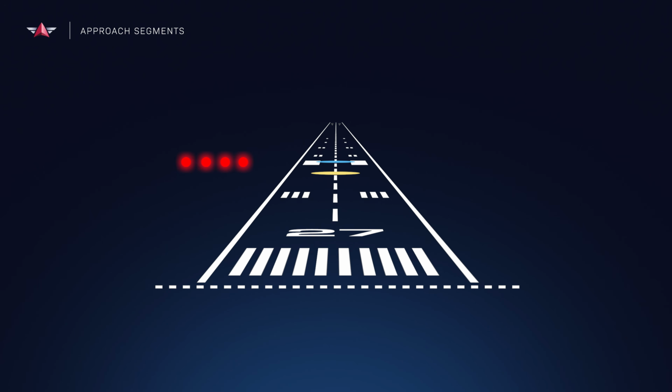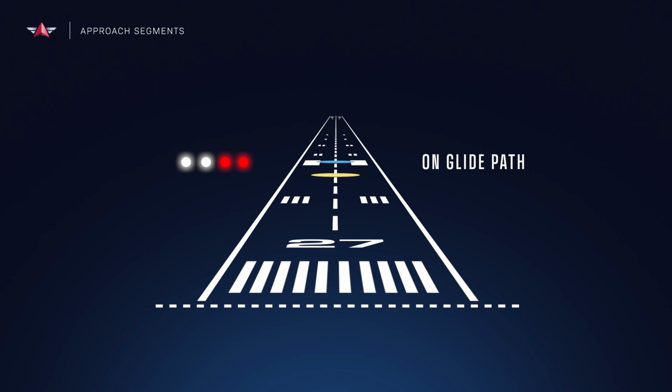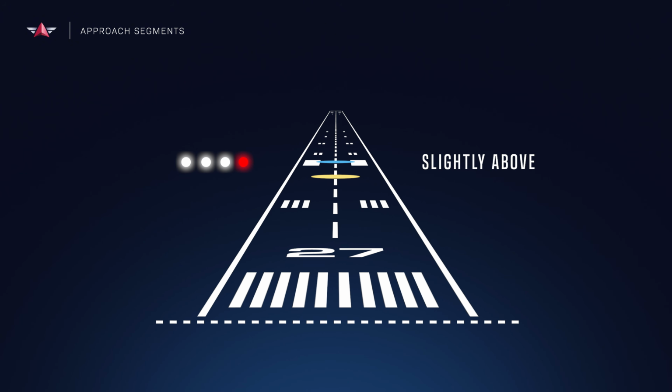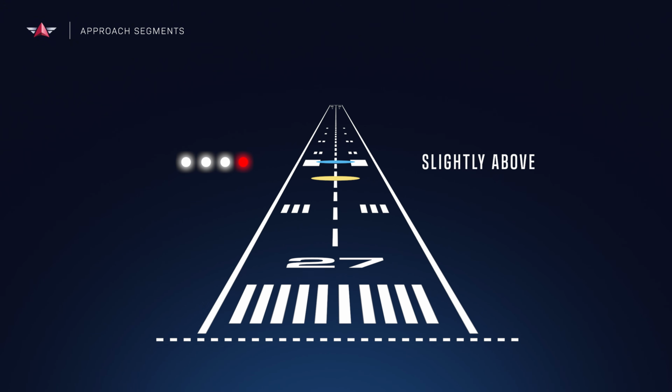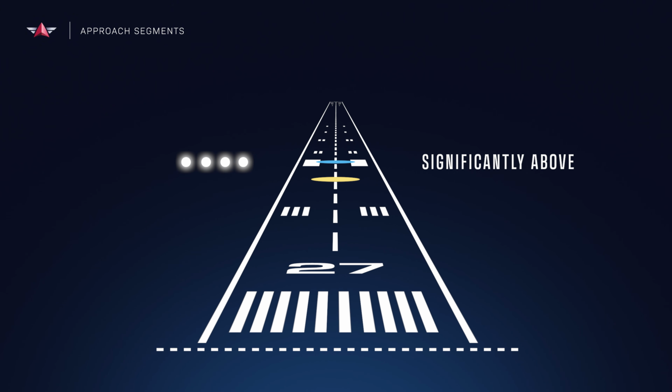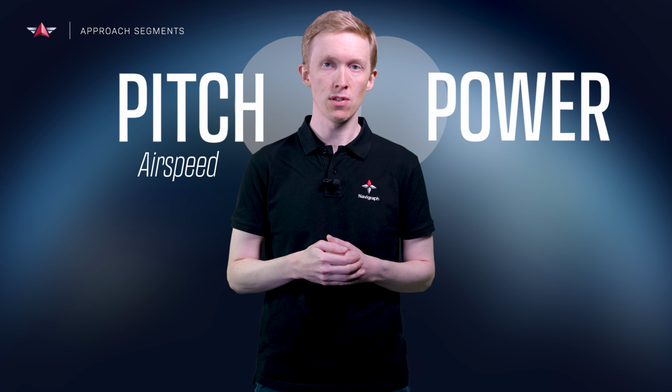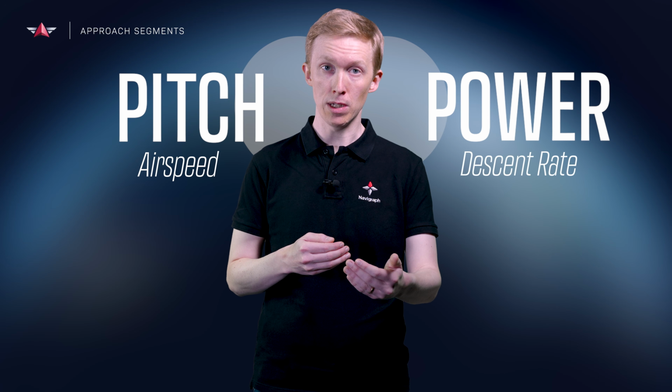Moving back up, we find that the opposite is true for being too high. Seeing 3 white lights would indicate that we are slightly above, and 4 lights that we are significantly above the glide path. In order to stay on the 3-degree glide path, we must use pitch and power to counter any changes in the altitude and our airspeed.